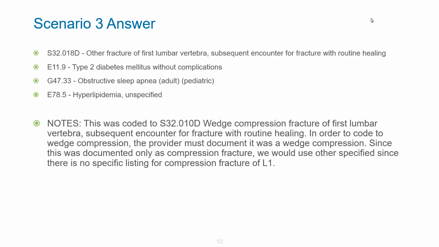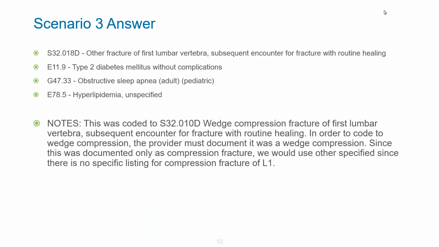Now, I'm not an orthopedic nurse. I'll tell you, that's another thing I look up all the time, pictures of bones, because it's been a long time since nursing school. So unless the physician or provider specifically documents a wedge compression, we're not going to use that code. We're going to use other fracture of the first lumbar vertebra, just like we did in this scenario. Okay, Jen, that was it. I'm glad I had that note because I'd forgotten.